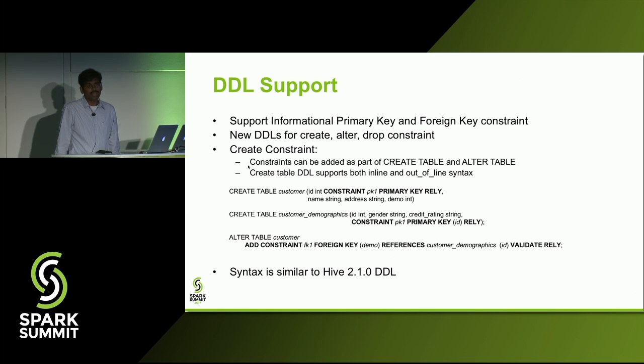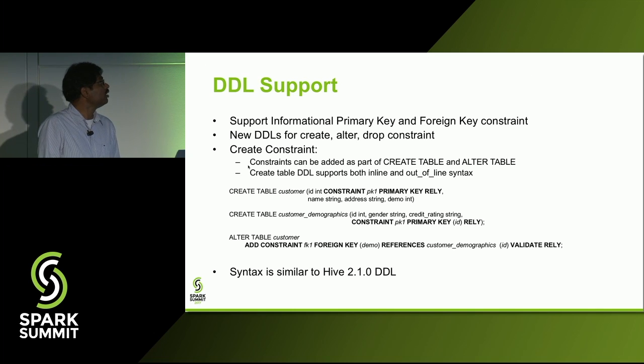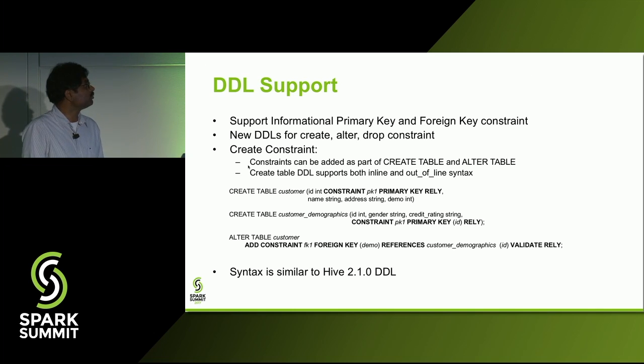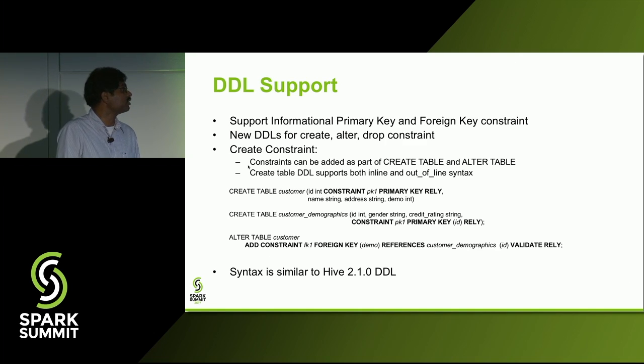If you define an inline constraint, you don't have to specify the key columns. So here's an example for a customer table that's an inline constraint where we define the primary key. And you see out of line constraints defined for a customer demographics table. And you can also define constraints using alter table. So you can see an example where I'm defining a foreign key constraint for a customer demographics table.